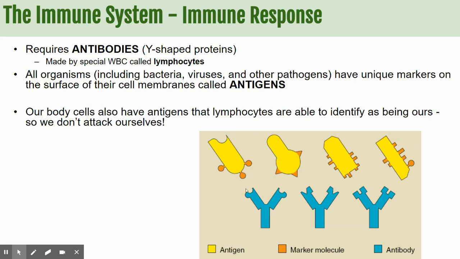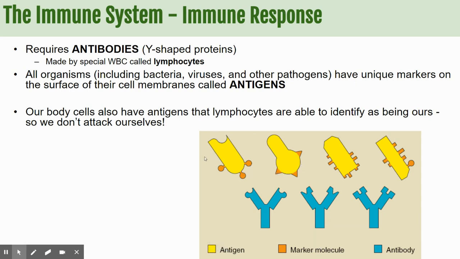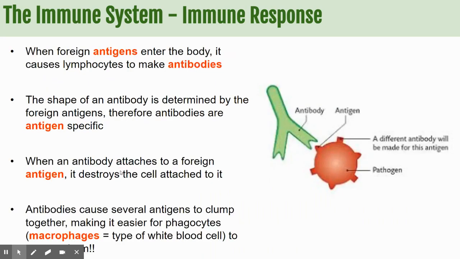You'll see that the marker molecules on each of these antigens are different. This might be an antigen that would be on a virus. This might be an antigen on a certain type of bacteria, etc. This might be a different type of bacteria, etc. So when a foreign antigen, on a pathogen of some sort, like a bacteria, let's say, enters the body, it causes lymphocytes to make antibodies.